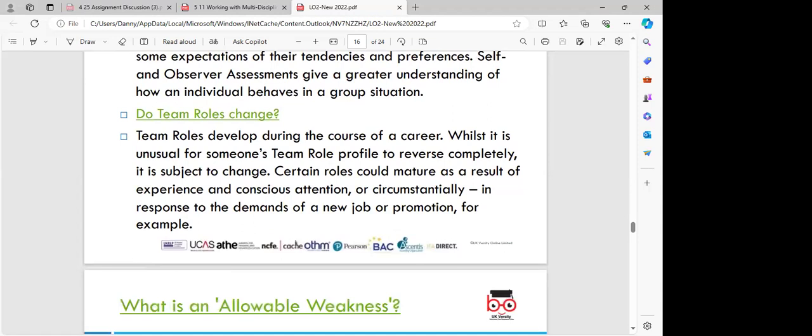Do team roles change? Yes, team roles develop during the course of a career. While it is unusual for someone's team role profile to reverse completely, it is subject to change. Certain roles would mature as a result of experience and conscious attention, or circumstantially in response to demands of a new job or promotion, for example. So do teams change? Yeah, they do change. You might have come in as a junior to the group, but then as time goes on, you might be elevated to be the leader.